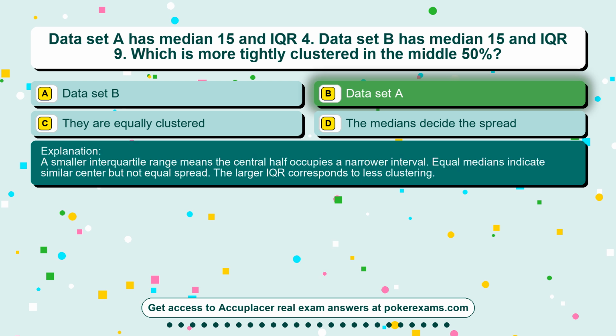A smaller interquartile range means the central half occupies a narrower interval. Equal medians indicate similar center but not equal spread. The larger IQR corresponds to less clustering.